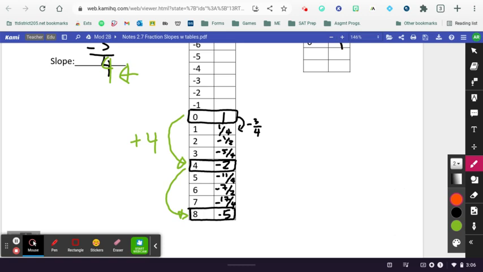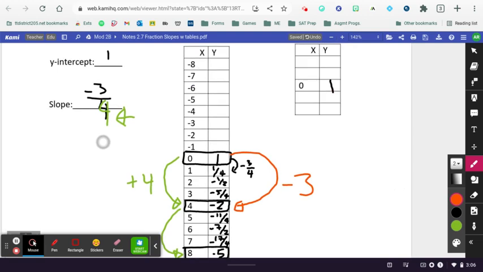All right, then how do we get from this nice number 1 in our y's to this nice number negative 2? We are subtracting 3, which again is the top of that slope, right? Subtracting 3. So once again, the top number is the math for your y's. The bottom number is the math for your x's.